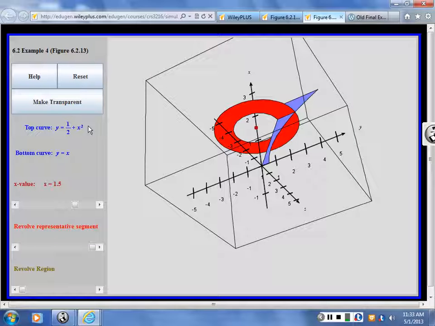But once I have that function, I integrate that function along my bounds, and it's going to give me volume. Because if you integrate area on a bounds, that gives you volume. If you integrate height on a bounds, that gives you area.